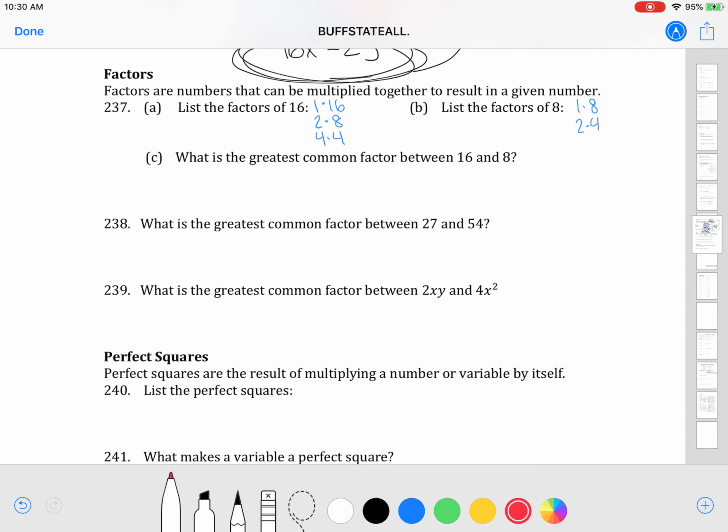All right, now C says, what is the greatest common factor between 16 and 8? So I'm going to go back up to parts A and B and try to find what they have in common. And then it's asking for what they have in common that is the greatest. So if you look at your two lists of numbers for A and B, the biggest number that they have in common is 8. So 8 is the greatest common factor, which we are going to refer to as the GCF. Just taking the first letters of greatest common factor.